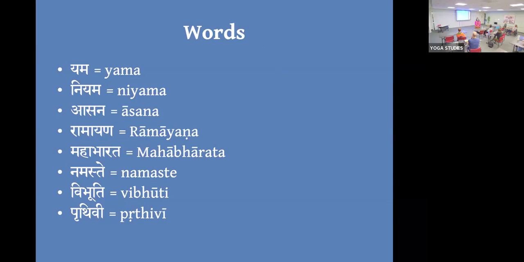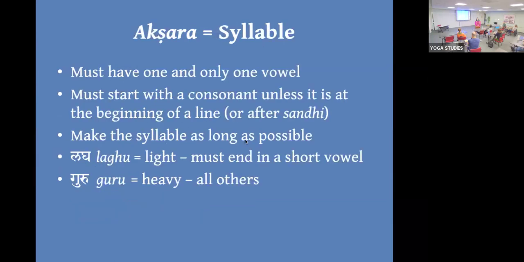And so I just want to point this out because as we look at our verses and as we've written our verses, this starts to become very important, right? There are certain places where we need long syllables, certain where we need short syllables. A long syllable is called guru. The guru is somebody who is heavy, weighty with knowledge, right? The other one, laghu, is light. So a light syllable must end in a short vowel. Everything else is guru. Everything else is heavy.